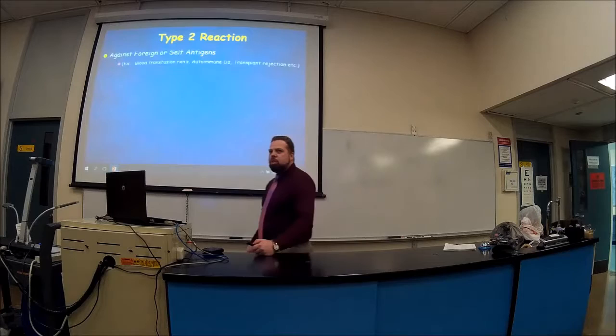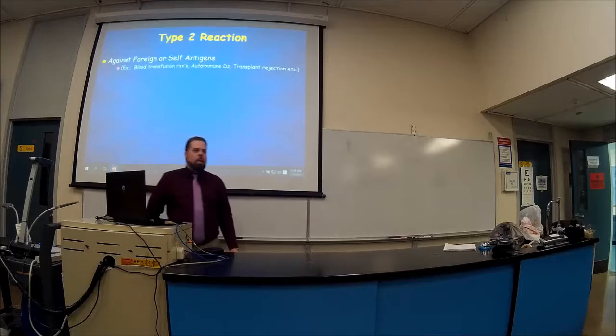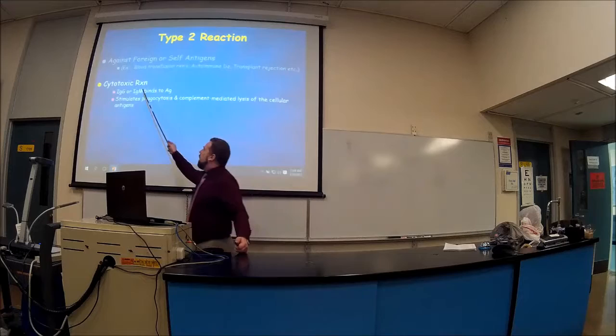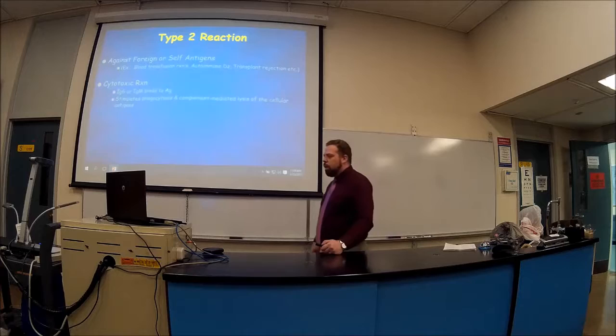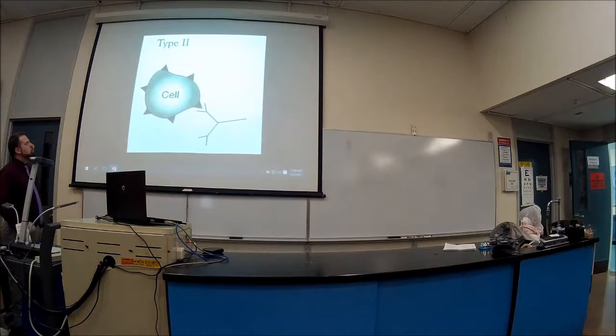Type 2 hypersensitivity reaction is more of the blood transfusions that we spoke about before, also the autoimmune diseases, and transplant rejection also occurs here. It's basically your body fighting against something that's foreign, as opposed to self-antigens. And the cytotoxic reaction, so this is where IgG or IgM is going to bind to the antigens and stimulate phagocytosis. An example of this is Graves' disease, which is an autoimmune disease, and we talked about that with endocrinology. So it's just showing you what it's going to be for the cell. Antibody is affecting the cell.